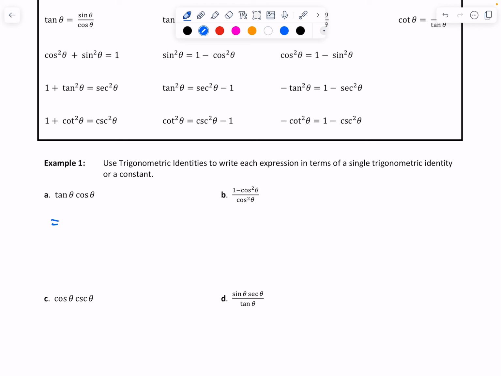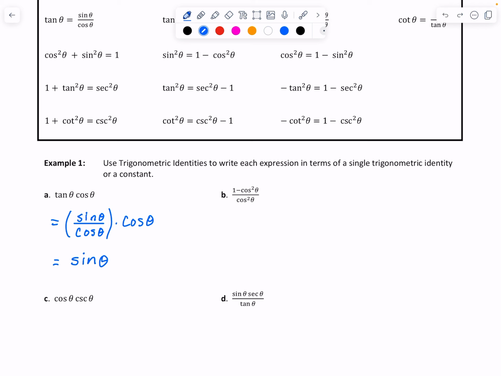So I'm going to replace my tangent with a sine over cosine. All right, it's the first thing we can do. And then we're going to times that by cosine, and we can see that those two cosines are going to cancel, leaving me with just a sine. The reason we're doing this is you guys are headed towards Calc 1. It's a lot easier to do calc things on that than it is on the beginning expression. That's the whole point.